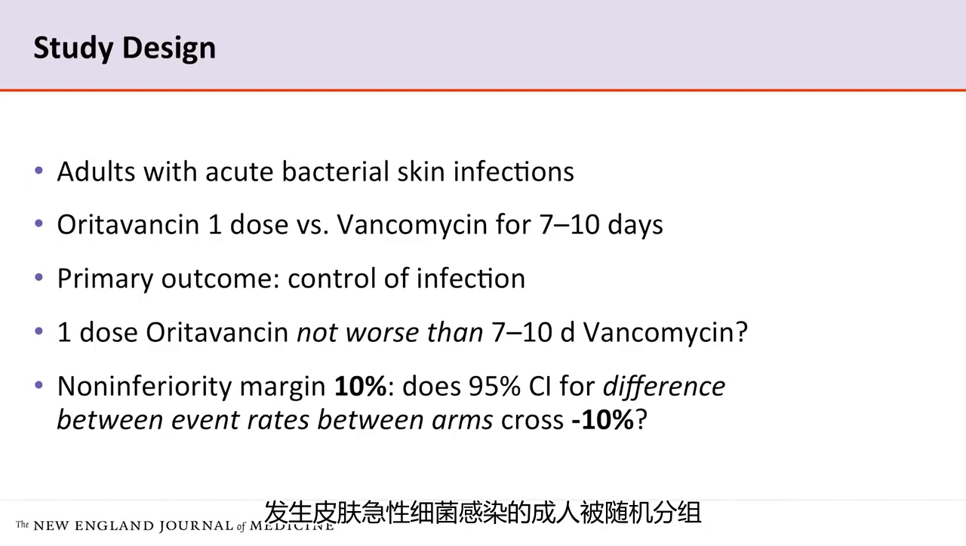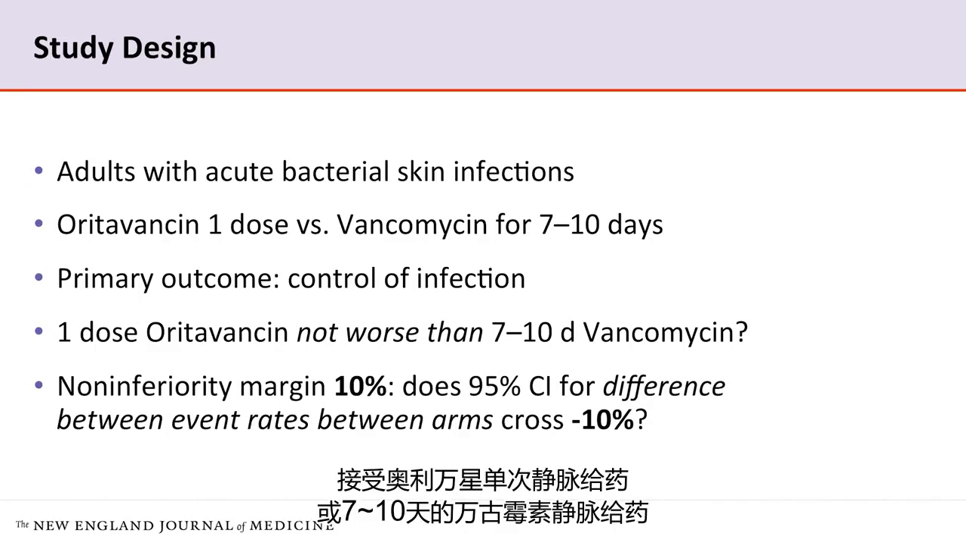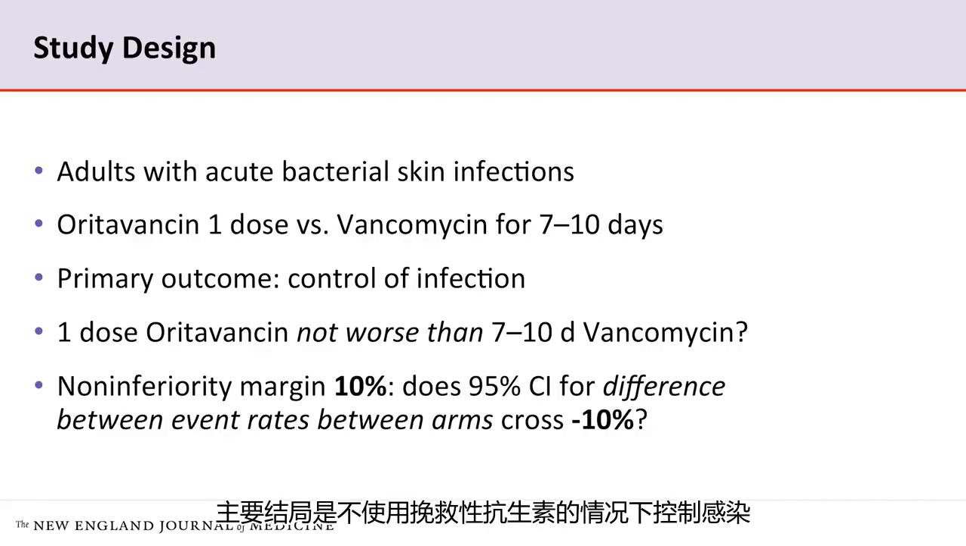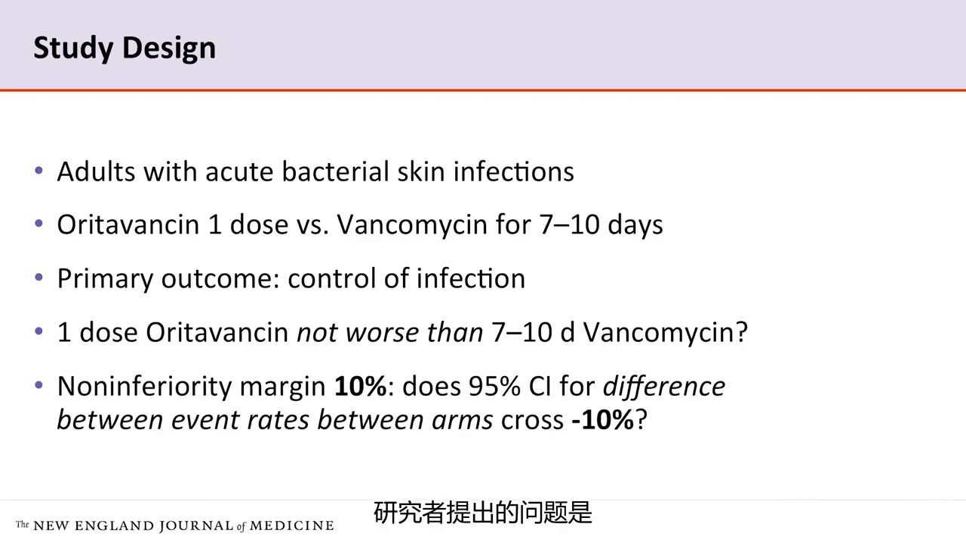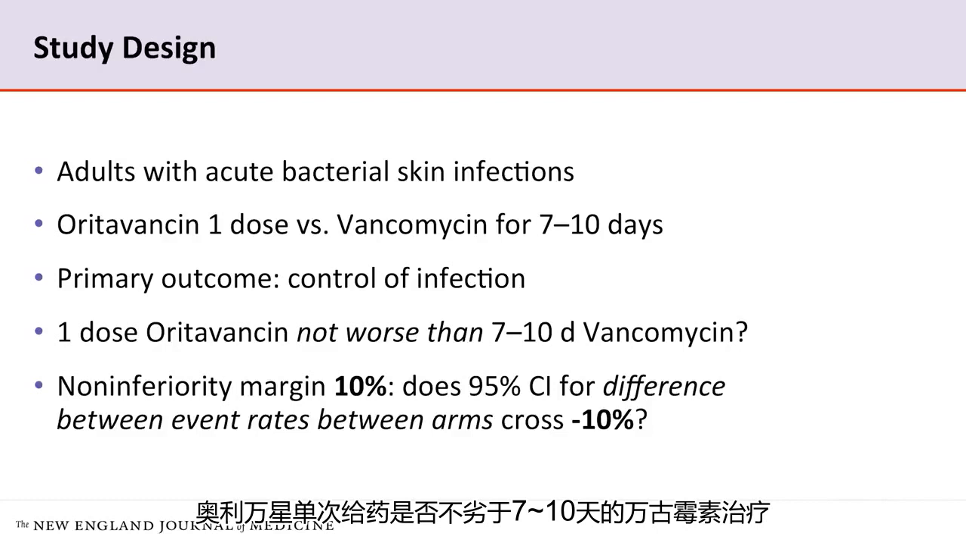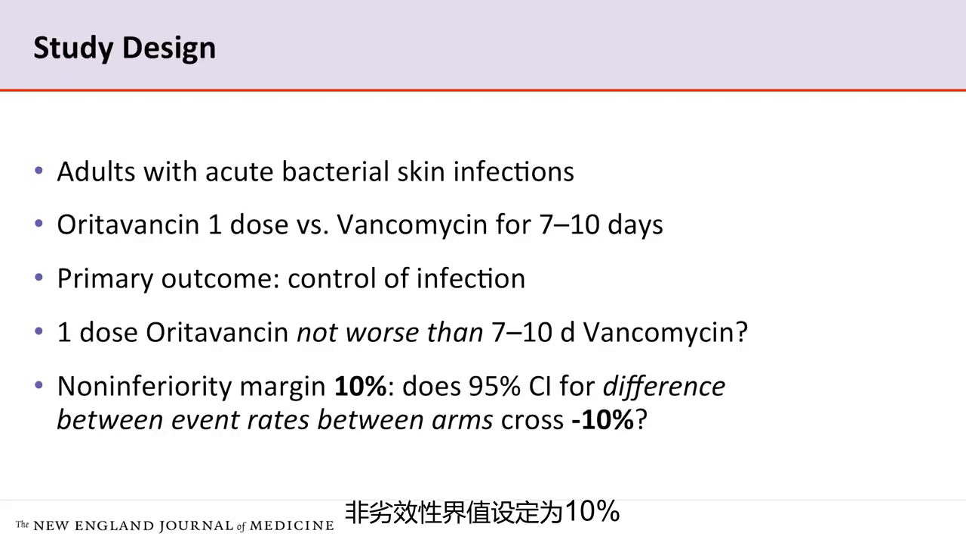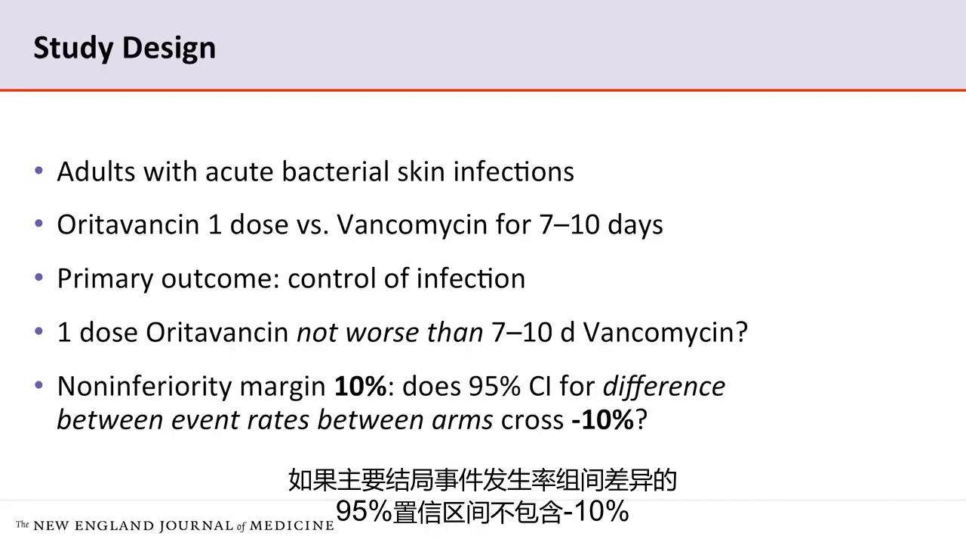Adults with acute bacterial skin infections were randomized to a single dose of intravenous iridovancin or 7 to 10 days of intravenous vancomycin. The primary outcome was control of infection without rescue antibiotic. The researchers asked, is a single dose of iridovancin not worse than 7 to 10 days of vancomycin? The non-inferiority margin was set at 10%.